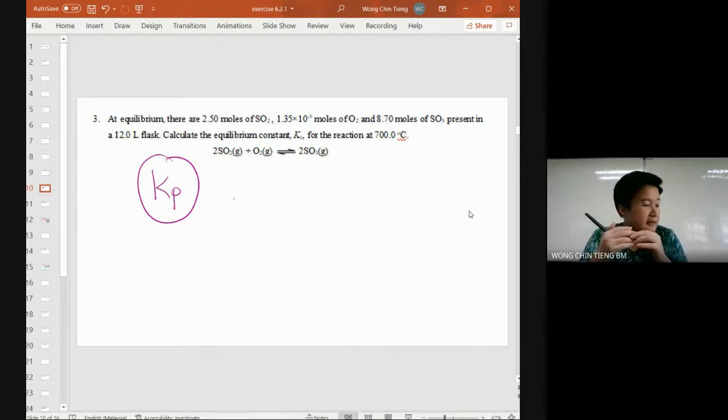Kalau siapa yang dah kira Kc, dia akan cepat je lah. Alright, kalau siapa yang terhege-hege baru nak kira Kc, yang tu susah lah, sebab kamu kena tukar lagi kepada concentration and so on.